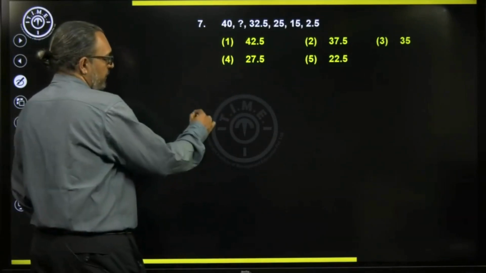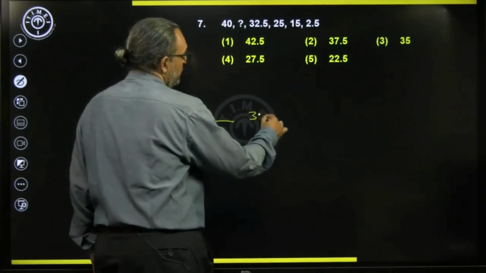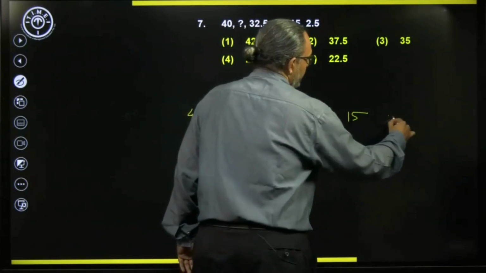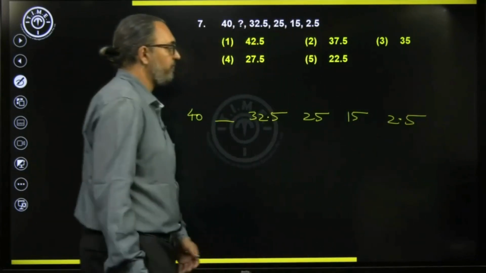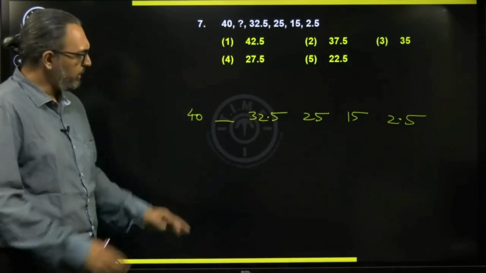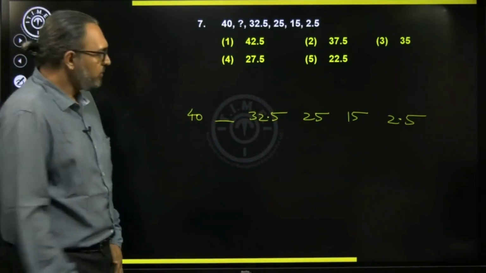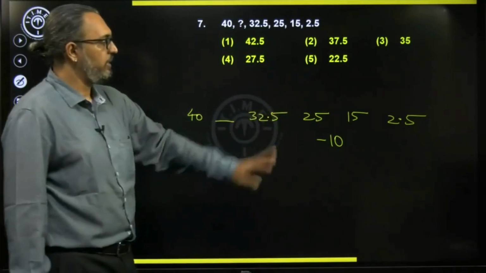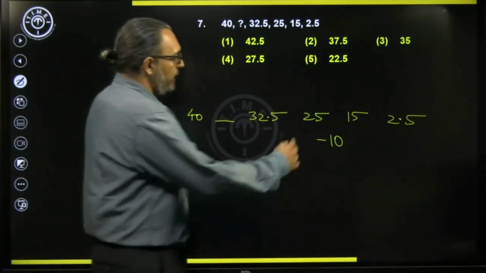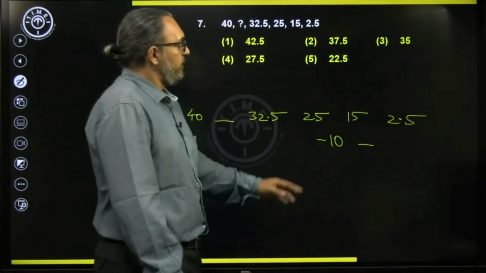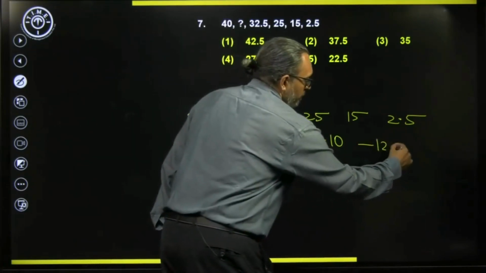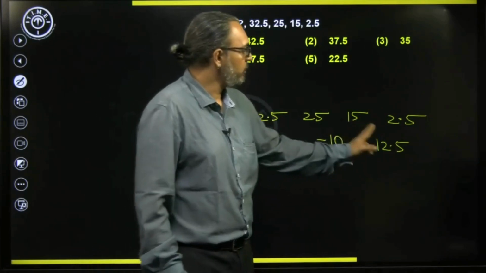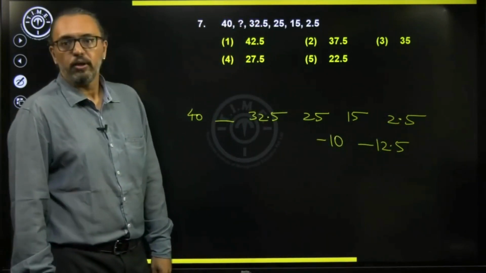Then next, right. So we have 40, then blank, then 32.5, then 25, then 15 and then 2.5. So these are decreasing. So let us take subtraction and check. So here I am getting negative 10. So 25 minus 10 I get 15. Correct? And here how much subtraction I am getting? So it is 12.5, because if I do 12 then it is going to be 3. So another 0.5 more. So you are getting 2.5, right?